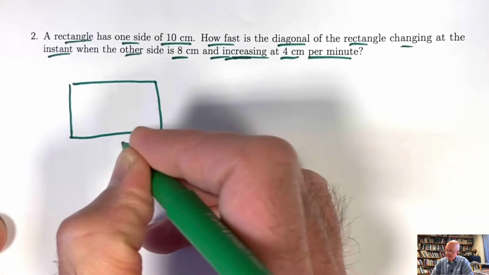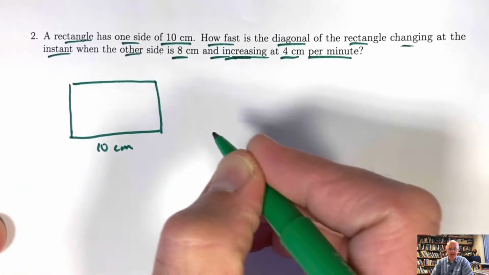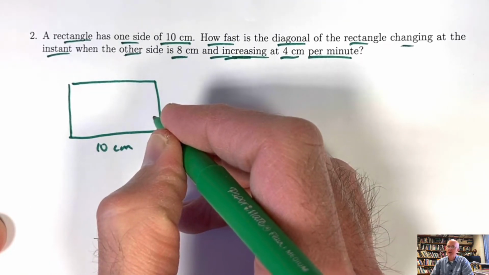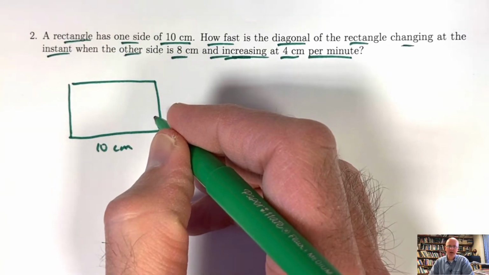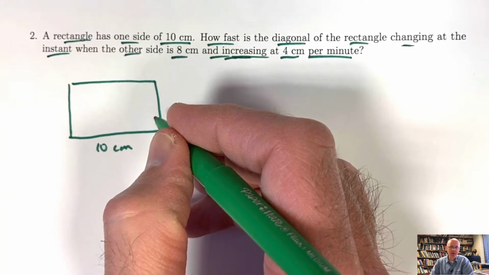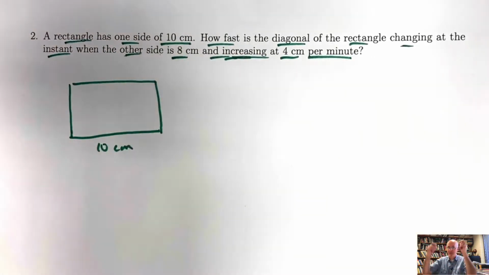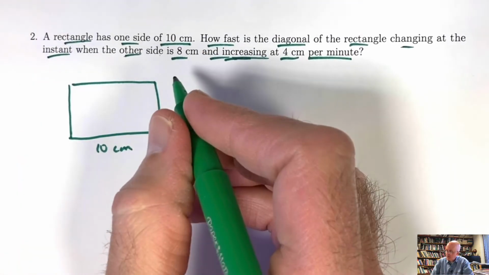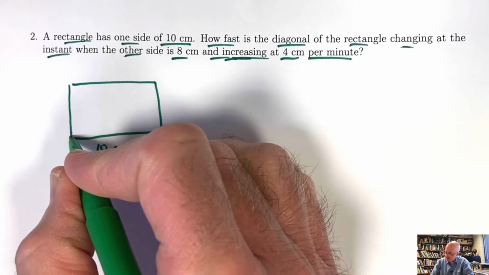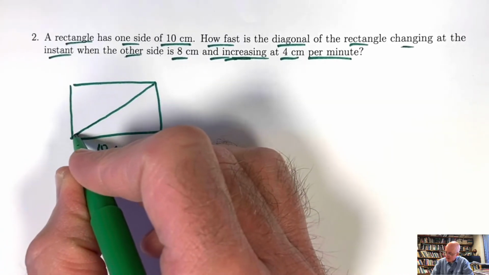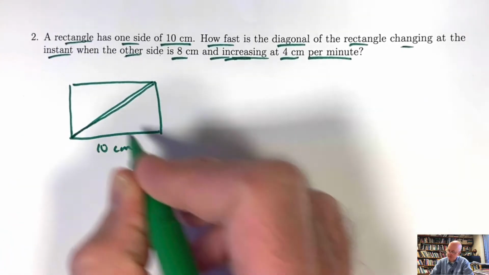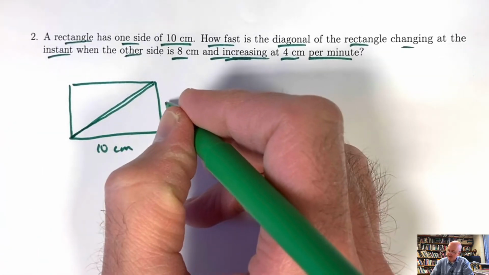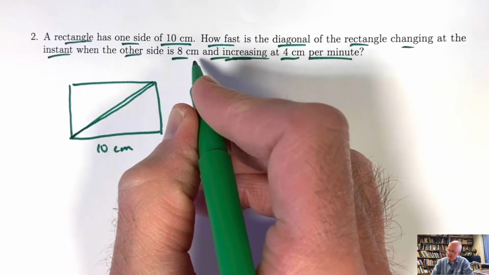One side evidently is fixed, not changing, at 10 centimeters. The other side, this side, is getting longer. This rectangle is growing. Can a rectangle grow? Well, it depends on the application. If it's a screen coming down or something, that's like a rectangle growing. We're ultimately interested in how fast the diagonal, say from the lower left corner to the upper right corner, or vice versa from the upper left to lower right, is changing at a certain moment in time when this side is changing and happens to be 8 centimeters in length.